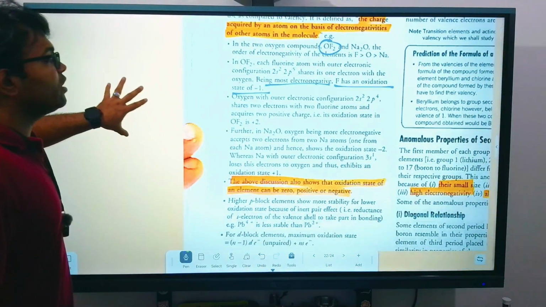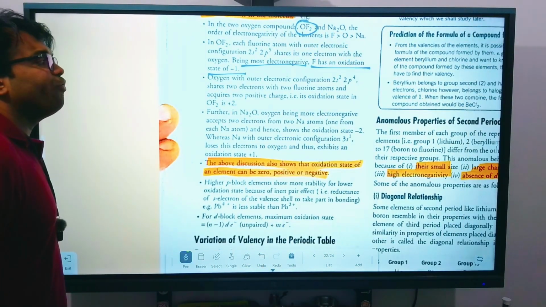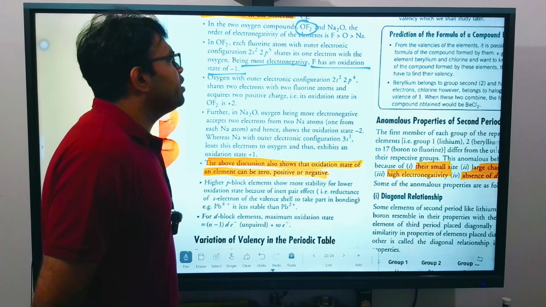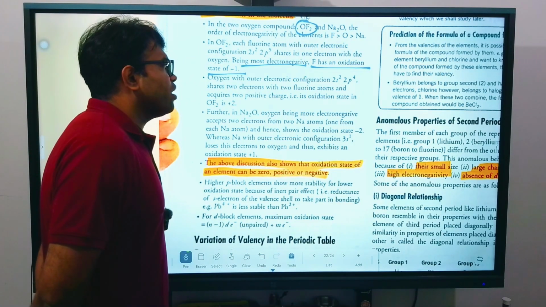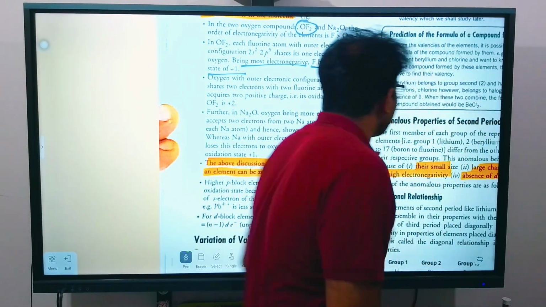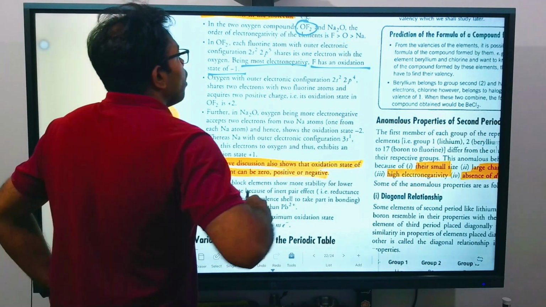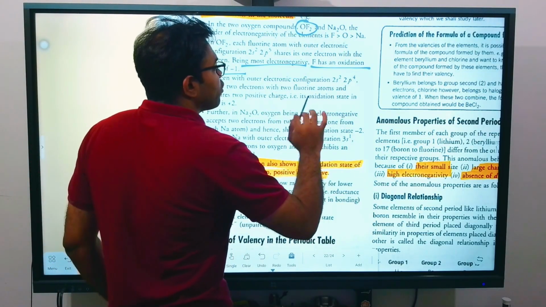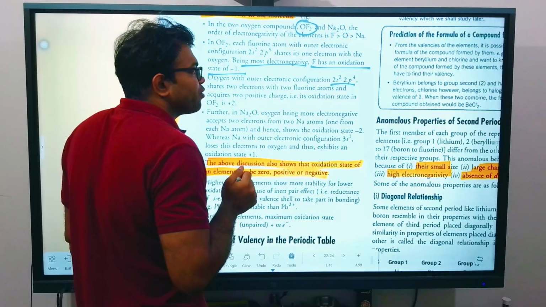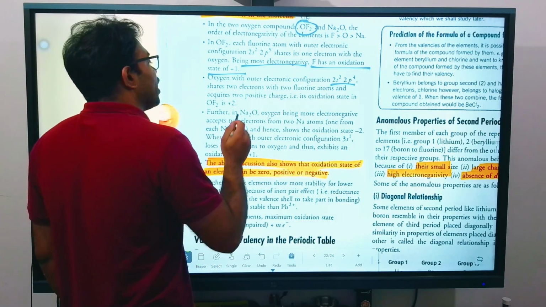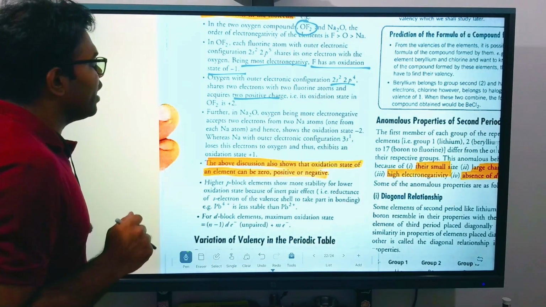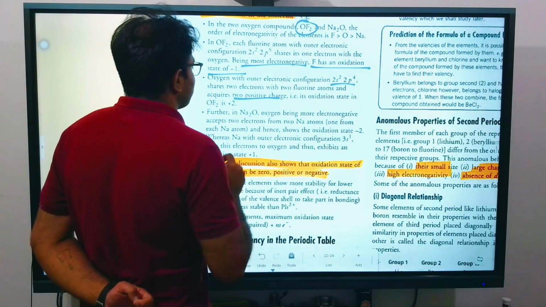Oxygen with an outer electronic configuration of 2s2 2p4 shares two electrons with the fluorine atom and acquires two positive charges, that is, its oxidation state in OF2 is +2.